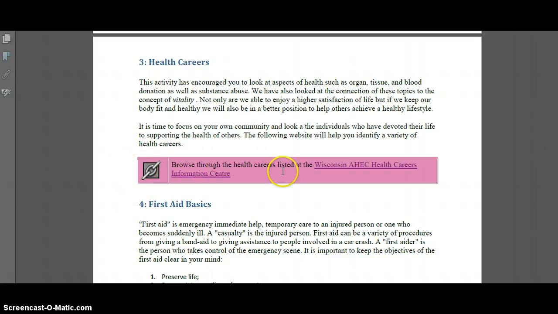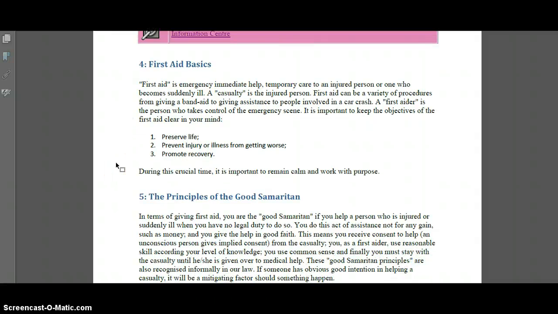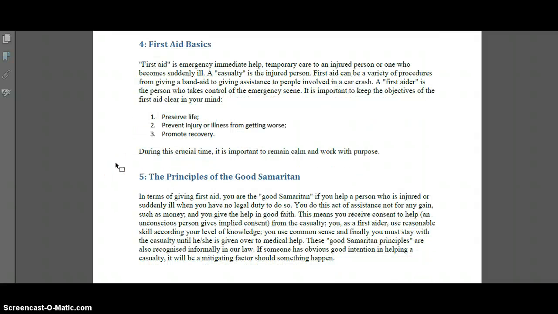Health careers. If you click this link here, it takes you to a page that has several health careers on it, and again, that is for your informational purposes only. I'm not going to examine or test you on that. First aid obviously can help others and possibly yourself. If you hurt yourself, you may apply first aid to yourself.